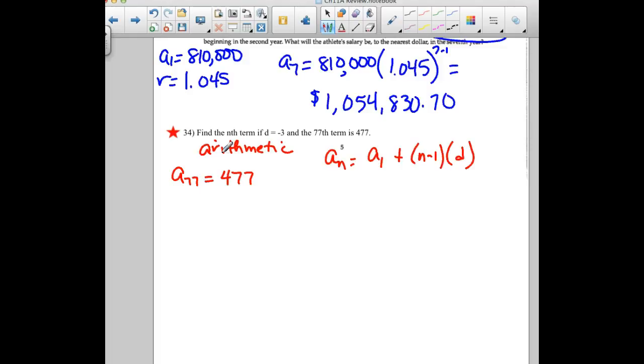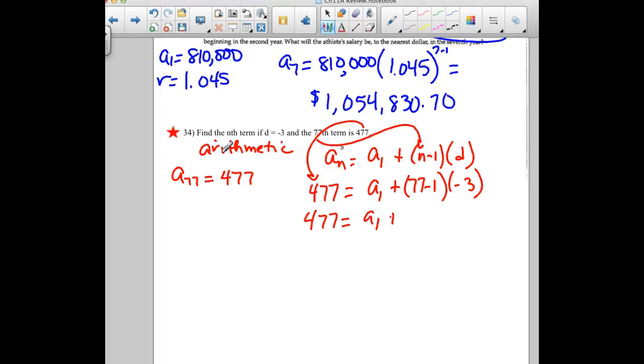So let's plug in what we know. We know the common difference is -3. And we know that 477 is not our first term. We don't know that. But it is our 77th term. So we can put a 77 in here for n, and what we get is an answer of 477. All right, doing our arithmetic here, we have 76 times -3, which is -228. If we add the 228 to the other side, we get 705 is our first term.